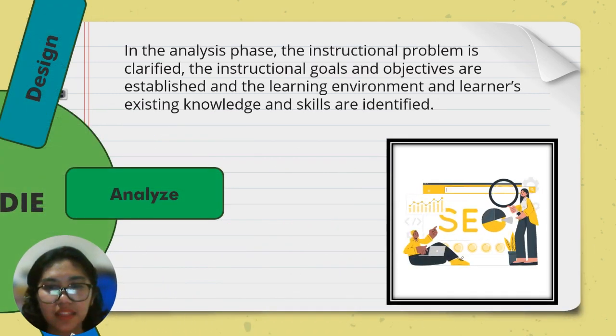First in the ADDIE model is the analysis phase. In the analysis phase, we are clarifying the instructional problem. Then the instructional goals and the instructional objectives will be established. Next, we are identifying the learner's existing knowledge, the learning environment, and the skill identity. This is the initial step and a very important step. Here we are gathering a number of pieces of information on the problem statement.